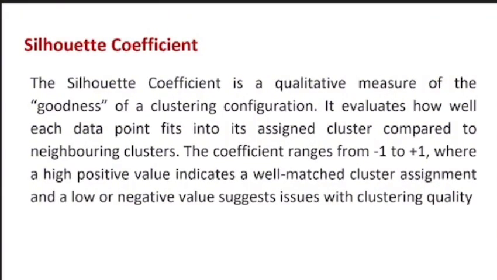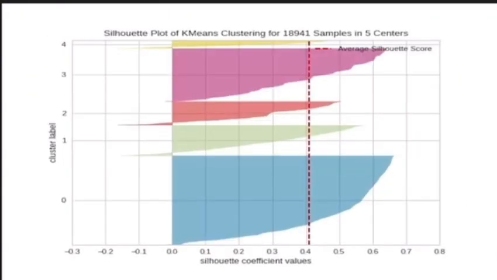Now, this is an example. How many colors are you seeing? 5. Is it 5? Thank you. Do you know initially we have 18,941 samples? 18,941 samples have been partitioned into 5 clusters. And of course, I can measure the slope coefficient for each. If you take a look at this color and this color, the slope coefficient is going to be higher than the others.